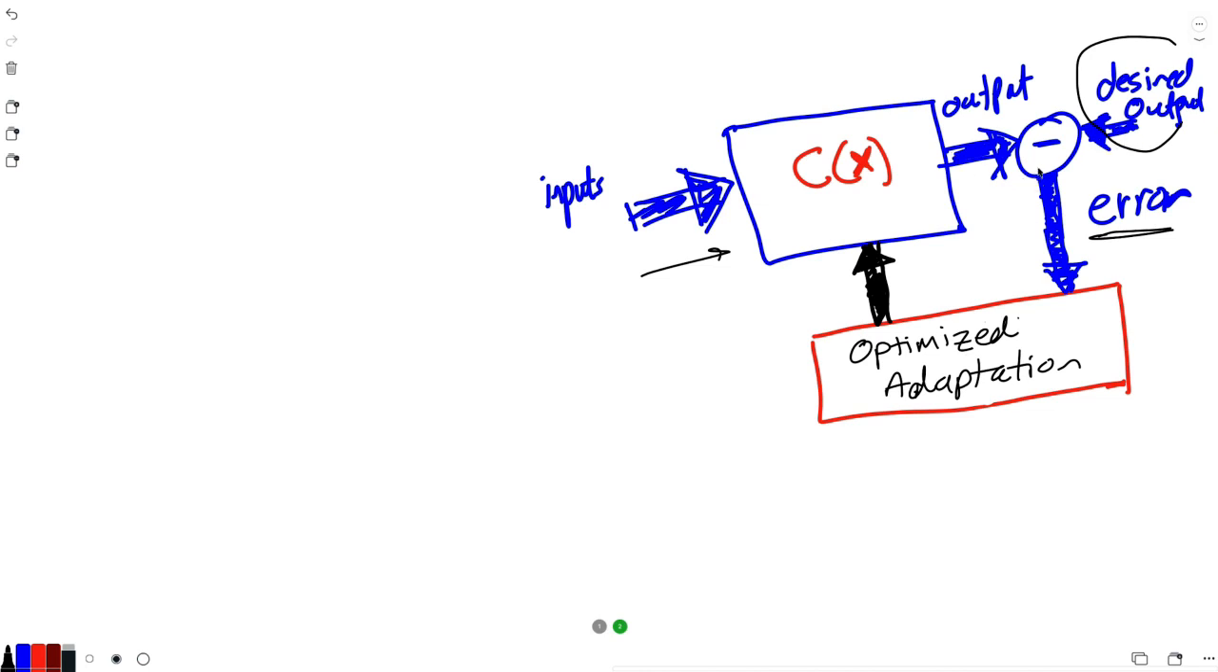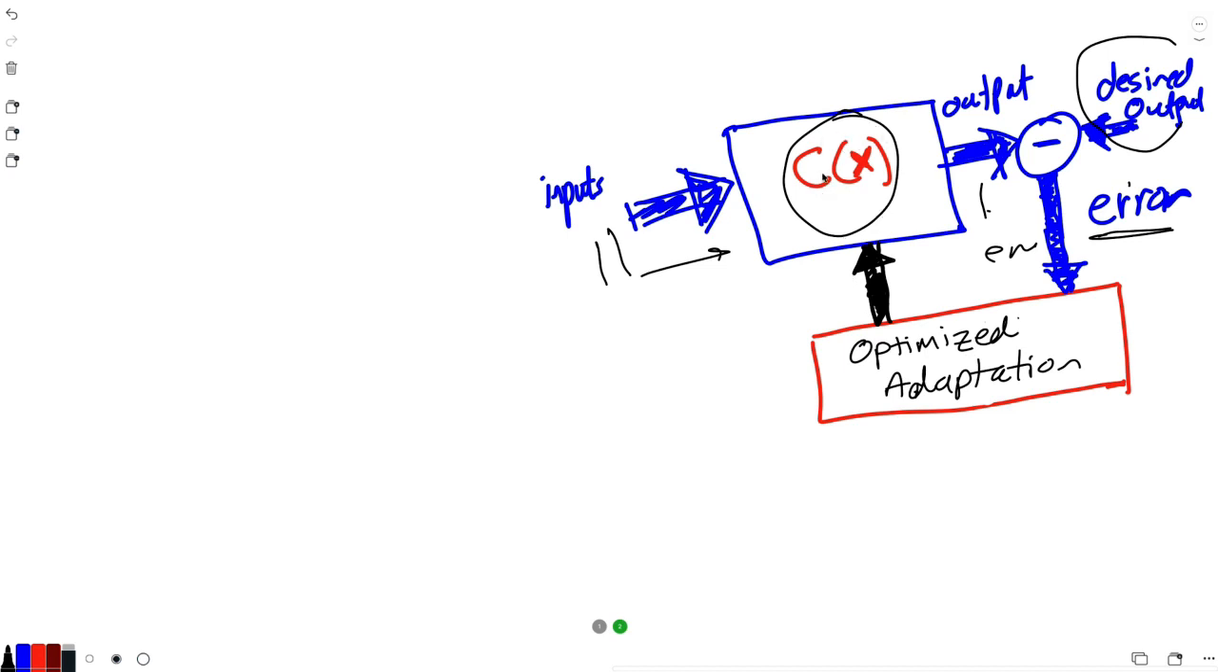So we have a vector of errors, and this should go through some optimized adaptation for the weights here in order to minimize the error. Such a problem can be solved only with an iterative method. So we apply the first input, we have the output, and we subtract the output from the desired output to get the error, and then we use this error to adapt the algorithm, and then we apply the second input, and so on.